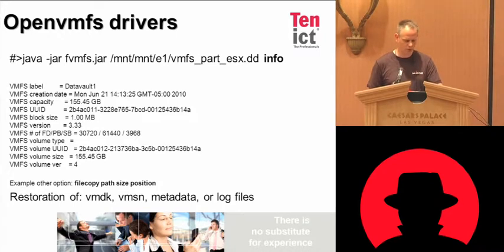But on the bottom of my slide, you see VMDK, VMSN, metadata, or log files. With file copy or path or size position, you can see where the files in the VMDK are structured. And actually you can restore them. So it's a really great tool for restoring data out of your VMDK. And I wrote a small script. When I restore it, it goes through an MD5 checksum or a SHA-1 checksum. So that's easy.